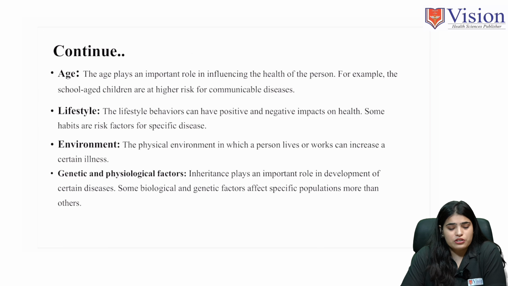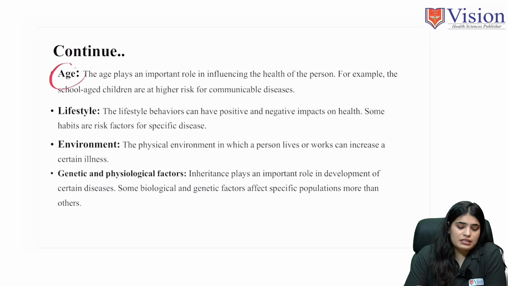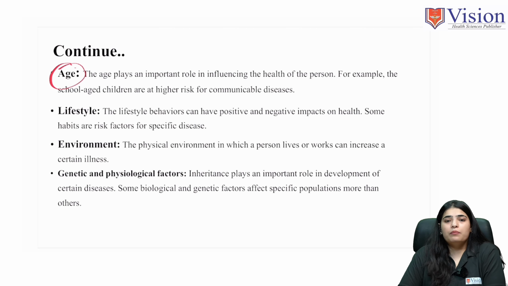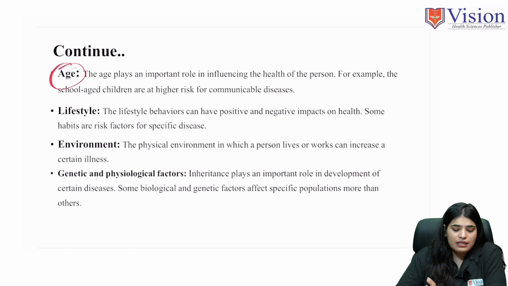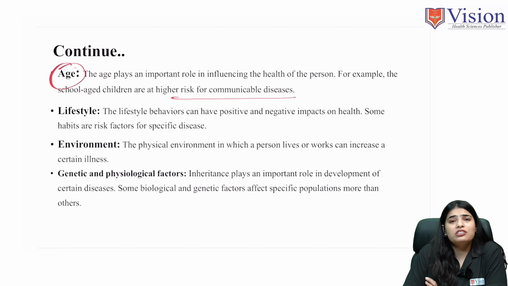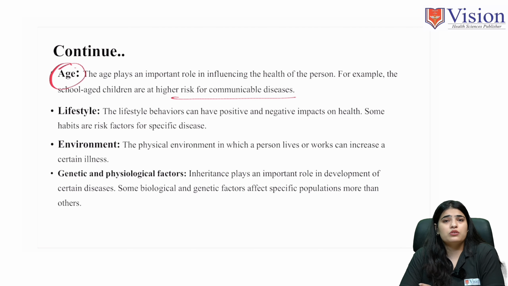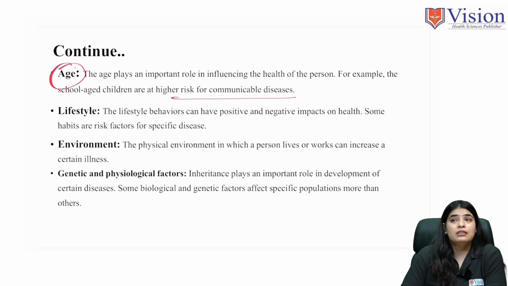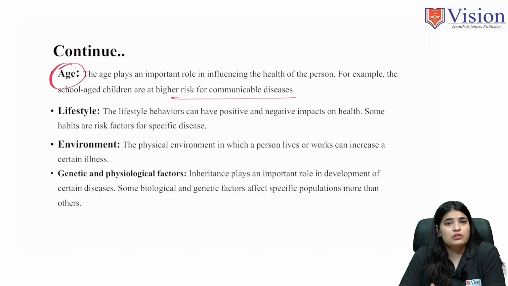The first risk factor in this is age. A person's age is the biggest risk factor for various kinds of disease conditions. For example, a school-going child will be more prone to communicable diseases because they play together, they share their food, they share their toys. But a person of old age is more prone to disease conditions related to the musculoskeletal system, like fractures, osteoporosis, osteomalacia, etc.